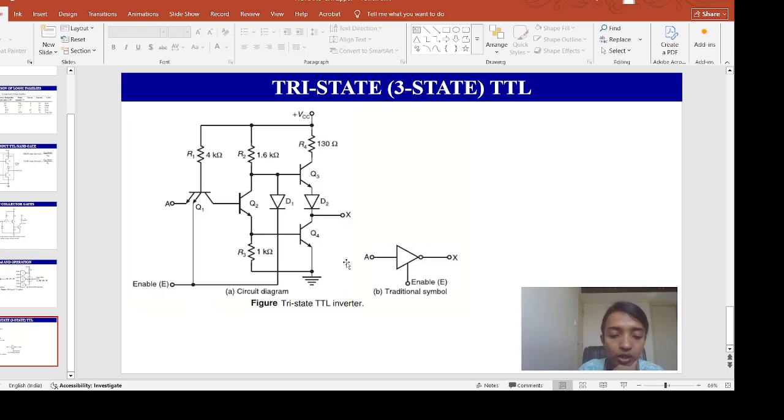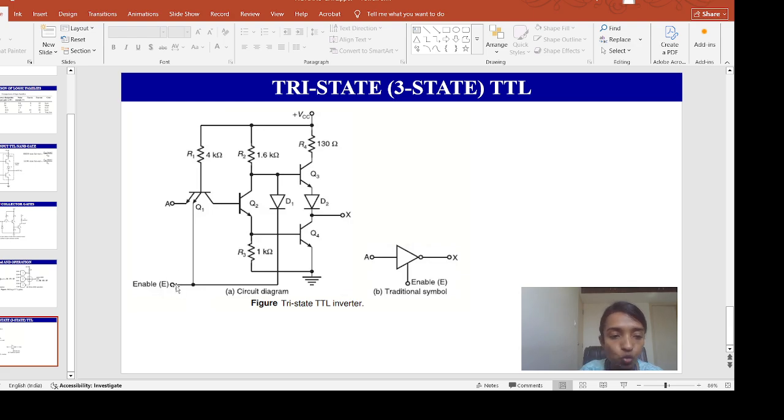Okay, so here in this figure you can see a tri-state inverter. This circuit has been obtained by modifying the basic totem pole arrangement that you have already seen, and this circuit has two inputs. This A is a normal logic input and this E is the enable input, which produces the high Z. The traditional symbol is shown in this figure.